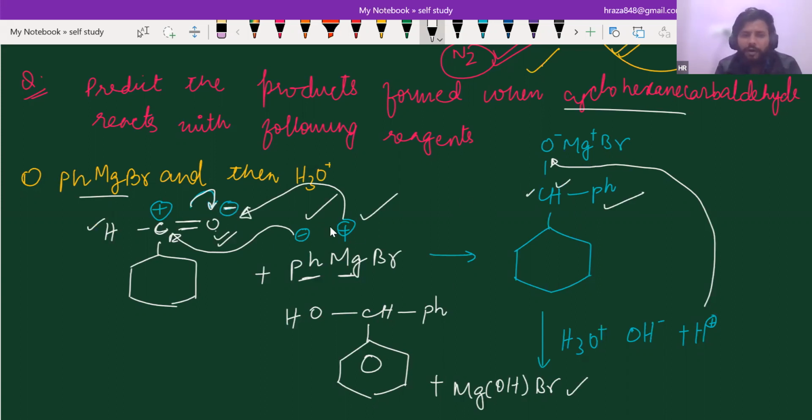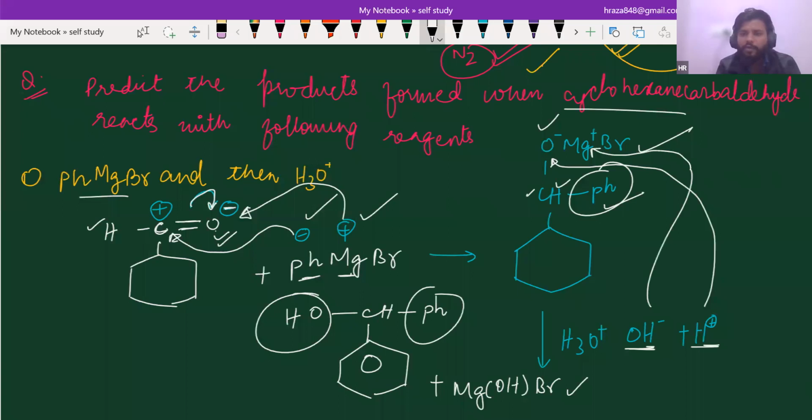CO was there, negative, and oxygen with magnesium will go to O minus, so this will again be H3O positive, that means H plus and OH minus. H plus will go to O minus and form alcohol. And Ph was there, so it is as it is, CH, and then OH minus will go to this Mg, so it will form MgOH. Okay, is that clear? Yes, I got it.